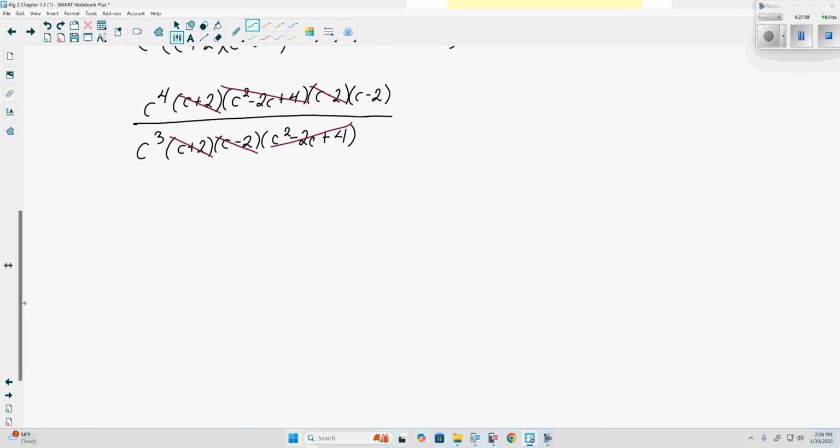Now, c to the fourth over c to the third is going to be c. 4 minus 3 is 1, and since it's bigger on top, it'll stay on top. And the only thing left on top is c minus 2. Yes, since there's only one of them on bottom, it will only simplify with one on top. If there was another c minus 2 on bottom, then yes, they would both simplify.